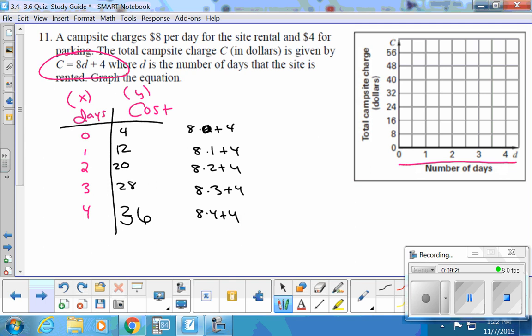Alright, when you go to make your line, it's not actually going to be a line. Do you know why? Because it's a scatter. It's like a scatter plot. And there's a reason, because you can't camp for like 1.25 days. I mean, I guess you could go home early, but on these real life examples, you tend to just have dots. They're called discrete example sets. Discrete. It's an actual thing.